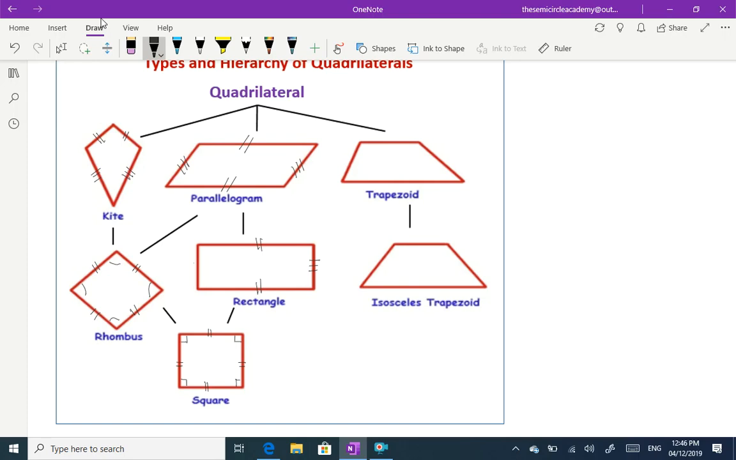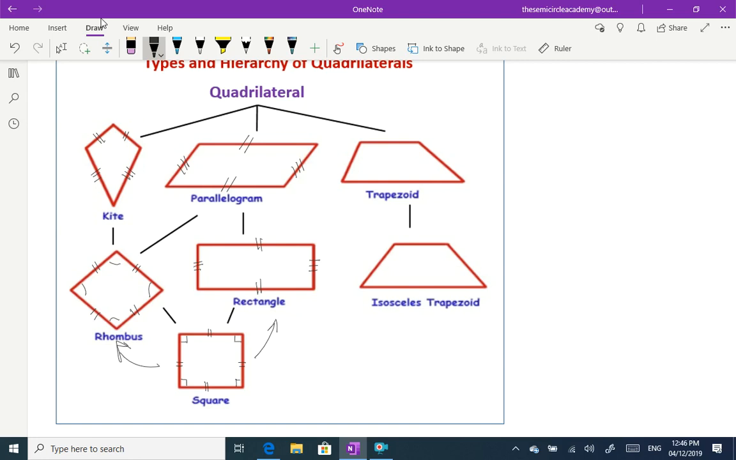You can see here in a rectangle, we have these opposite sides being parallel and equal, and then these opposite sides being parallel and equal. So you could see here that the square is a type of parallelogram, but it's also a type of kite or rhombus, right?